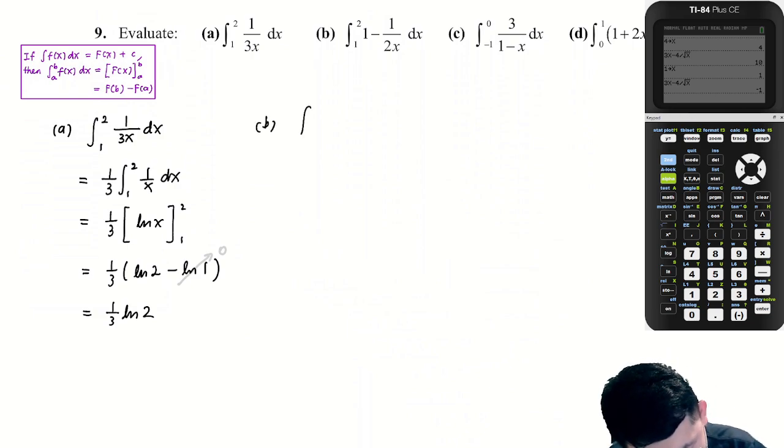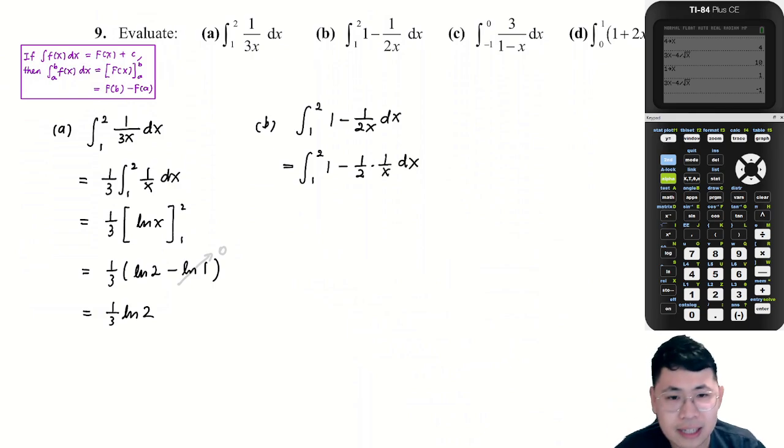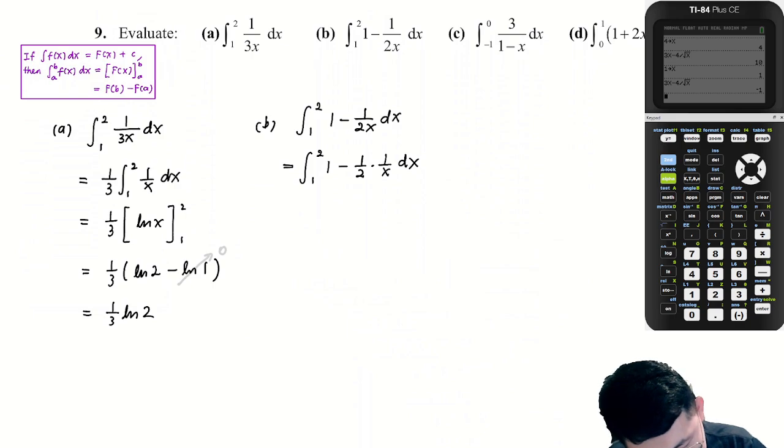Part B, we are going to integrate from 1 to 2 of 1 minus 1 over 2x dx. In the same way, I will need to separate this half from the 1 over x first, revealing the function that I need to integrate. So first, integrating 1, I will get x, then minus the constant multiple of half, integrating this 1 over x, I will have ln x. Then integrate from 1 to 2.